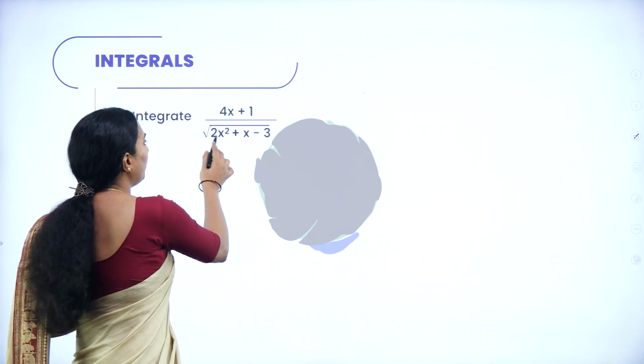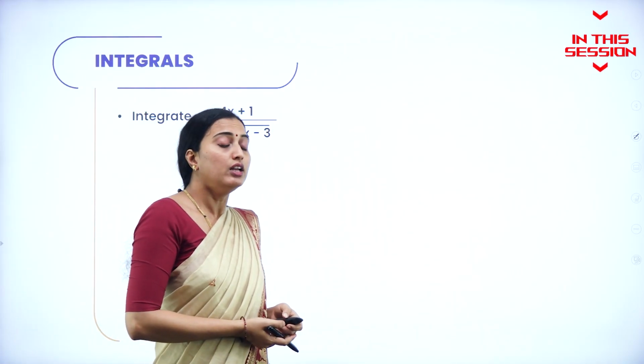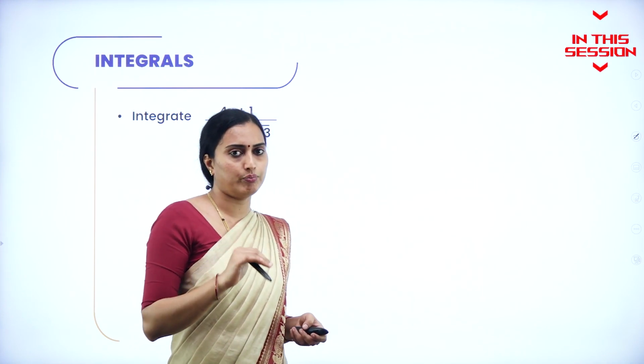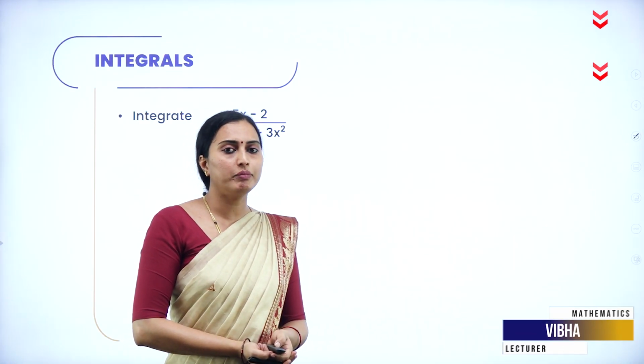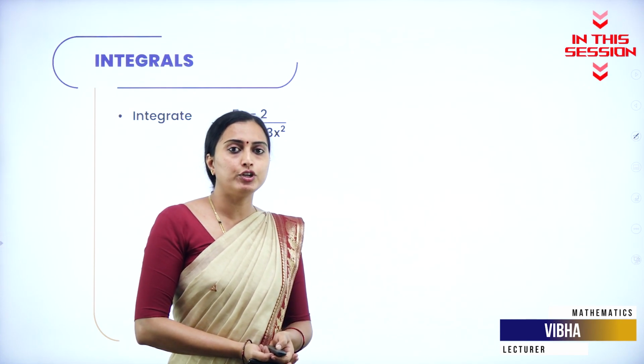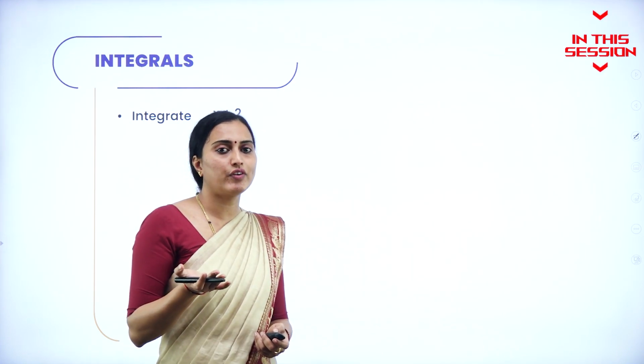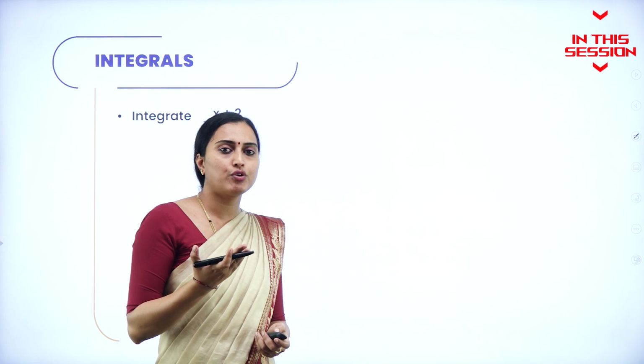If you differentiate 2x squared, it will be giving you 4x. If you differentiate x, it is a 1. And if you differentiate 3, it is 0. See it, dear students, whether the denominator is in the form of numerator as if we differentiate x squared plus 1, it is nothing but 2x, isn't it? Because differentiation of x squared is 2x, differentiation of 1 is 0.